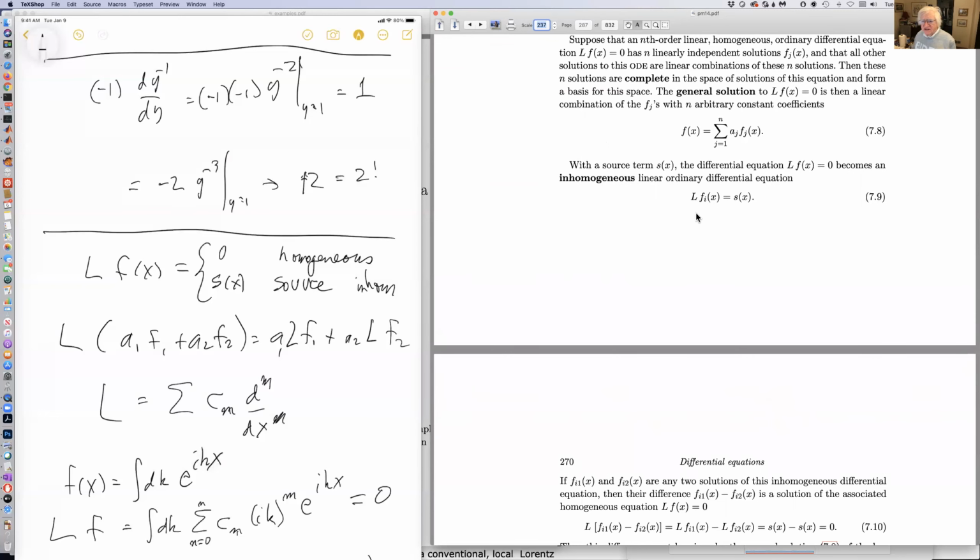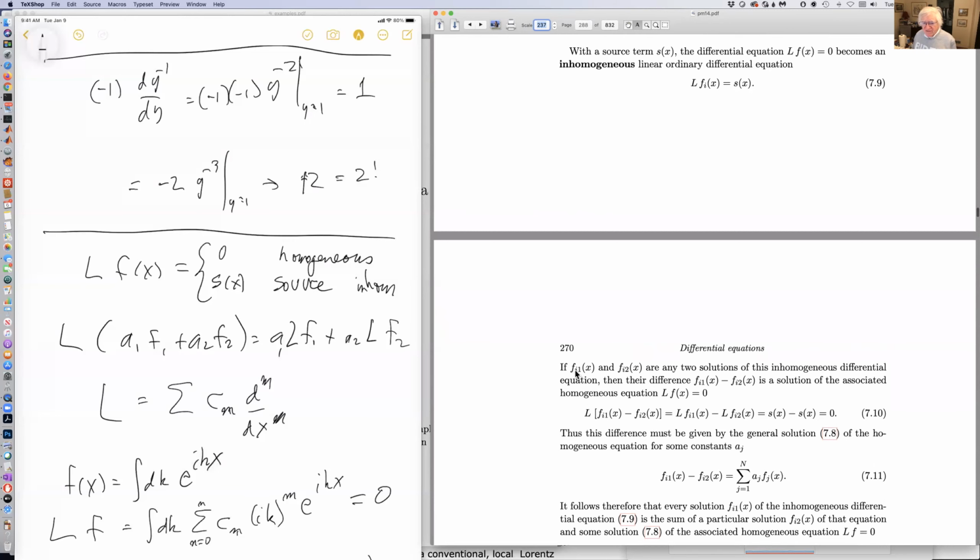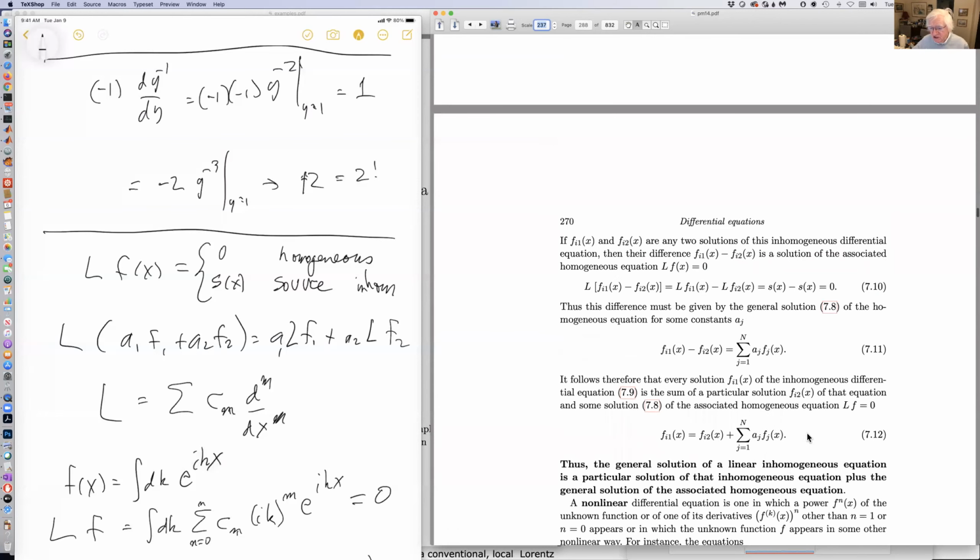On the other hand, if we have the same differential equation, but now with a source term, and Fi1 and Fi2 are any two solutions of this inhomogeneous equation, then the difference of the two will be a solution of the homogeneous equation, because L of the difference is the difference of the L's on the functions, and that's S minus S, that's 0. So that means that the difference of any two solutions of the inhomogeneous equation is a linear combination of all the linearly independent solutions of the homogeneous equation.